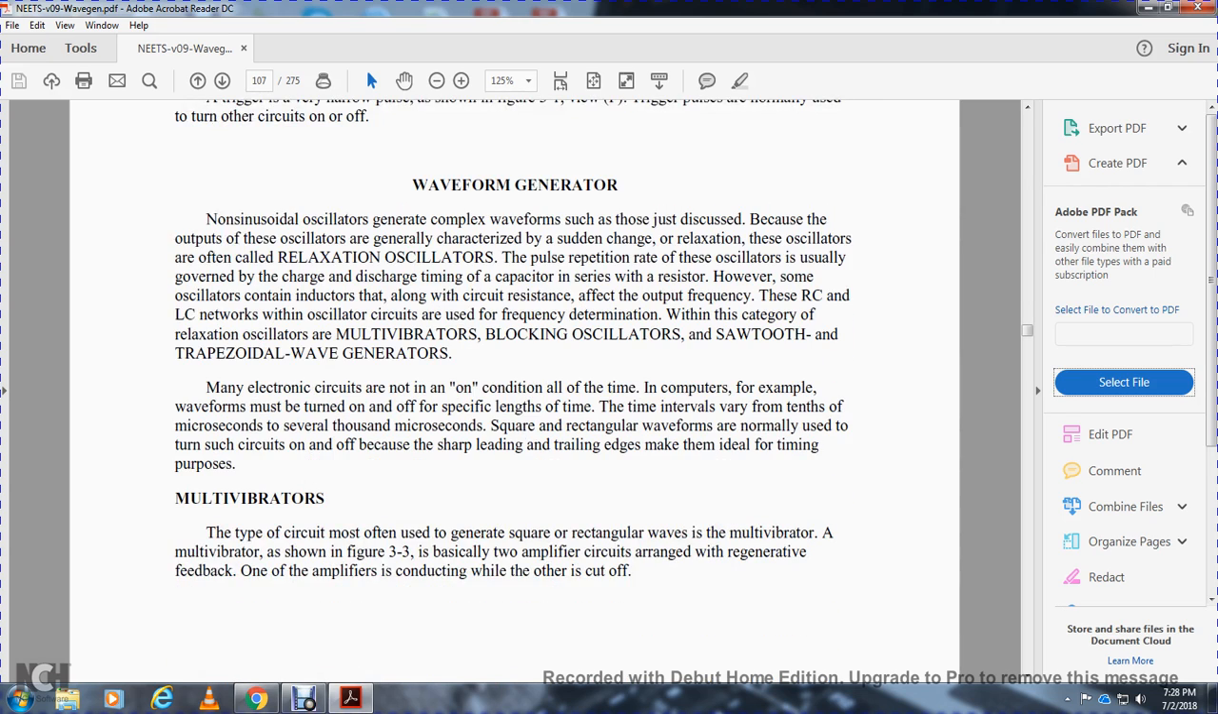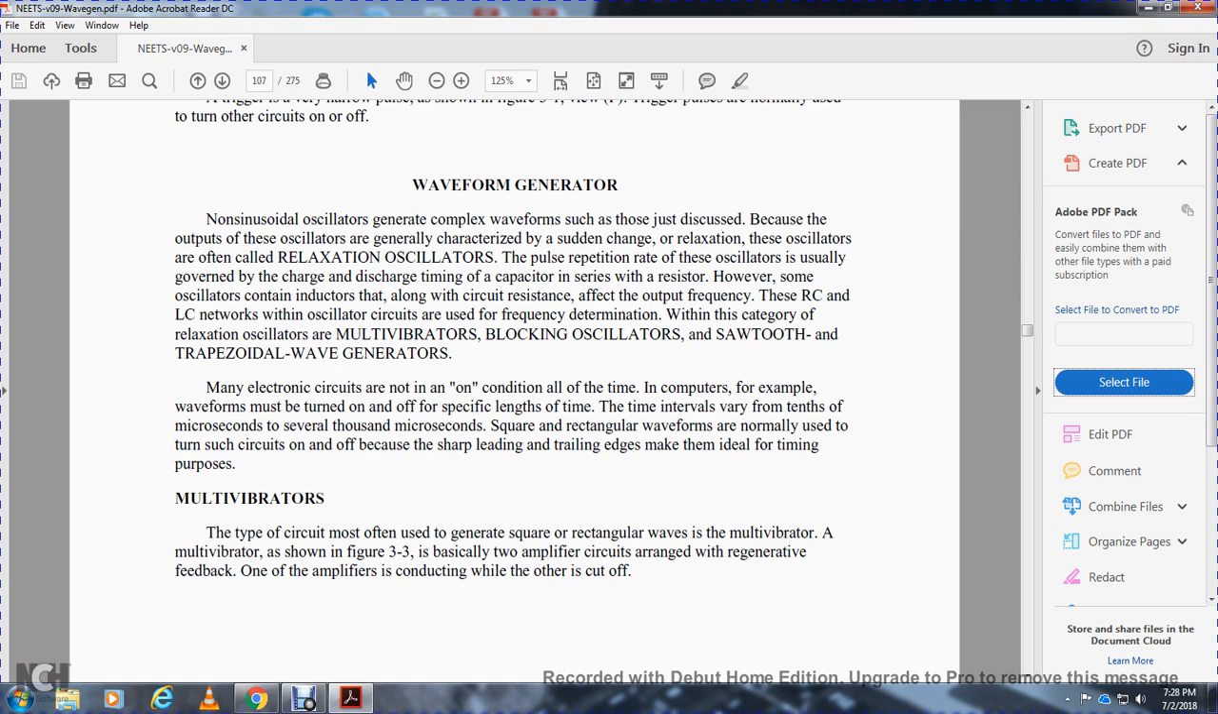Many electronic circuits are not in the on condition all the time. In computers, for example, the waveforms must be turned on and off for specific lengths of time. The time intervals vary from a microsecond to several thousand microseconds. Square or rectangular waveforms are normally used to turn such circuits on and off. The sharp leading and trailing edges of the wave make them ideal for timing purposes.